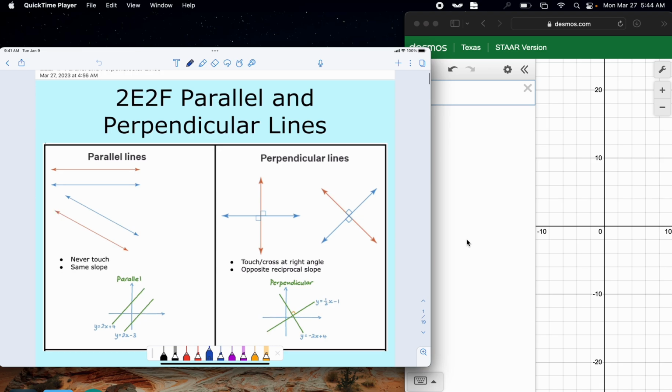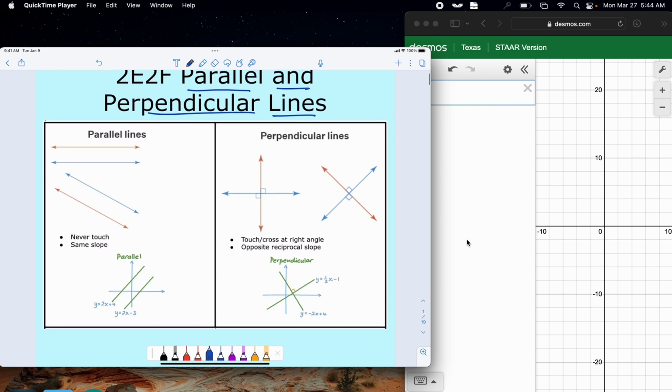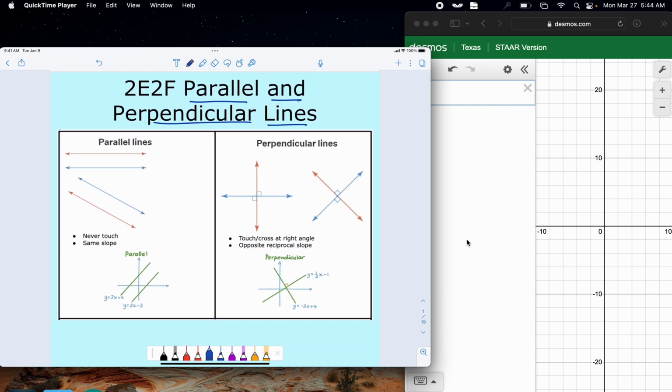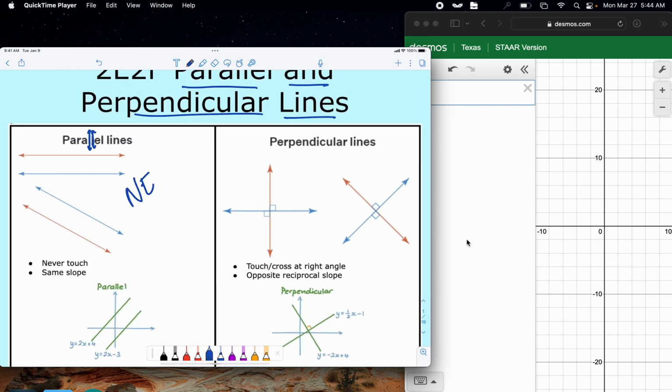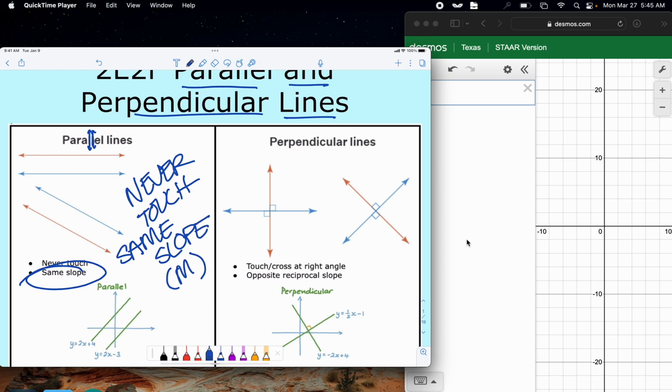Today we're going to be working on parallel and perpendicular lines. Let's go over the definitions again. Remember, parallel lines, it's in the name, are lines that never touch. That's the most important part. And they have the same slope, which is your M value.